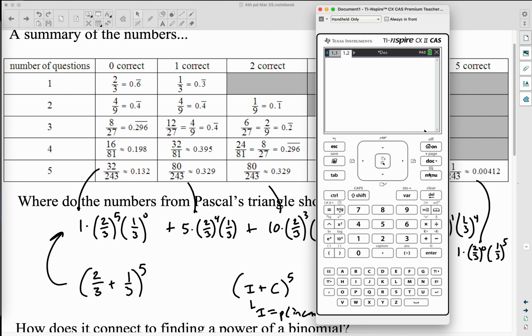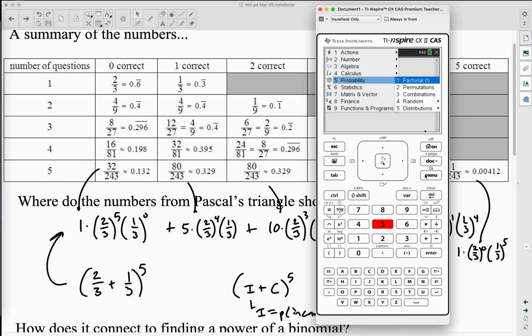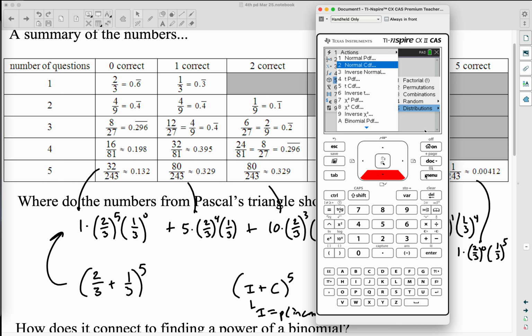So on the calculator, it's menu, probability. And this is called the binomial distribution, so it's under distributions. And the 2 binomial commands you're going to need are binomial PDF and CDF. I know there's others, I've never used them. So binomial PDF is when you want to find the probability x is equal to something. What's the probability x is equal to 0, that I get 0 right?